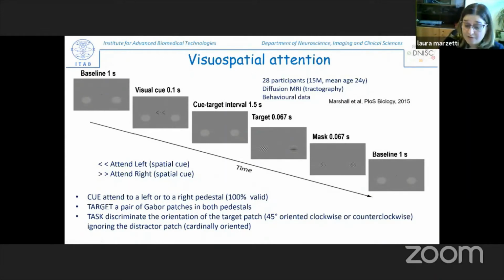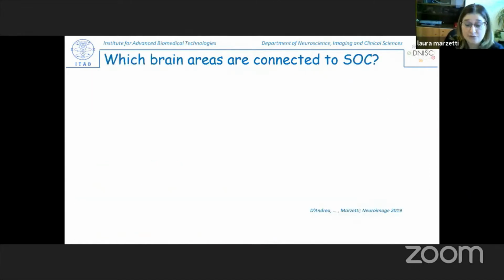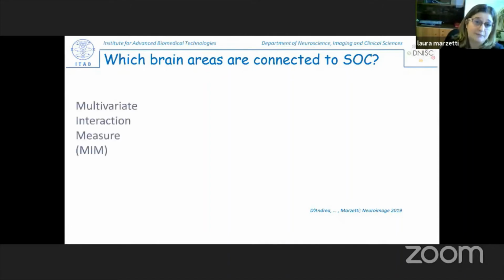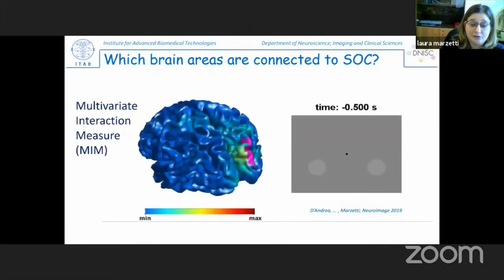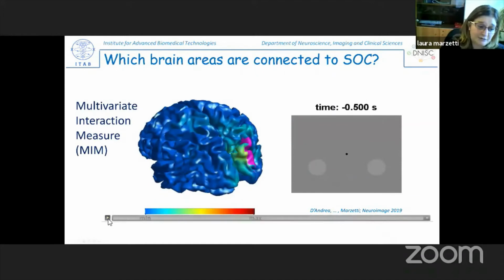And this was a classical power modulation study. And what we did was to try to understand whether we could assess any kind of relationship with the other areas of the brain. And for this, we used again this multivariate version of the imaginary part of coherence.